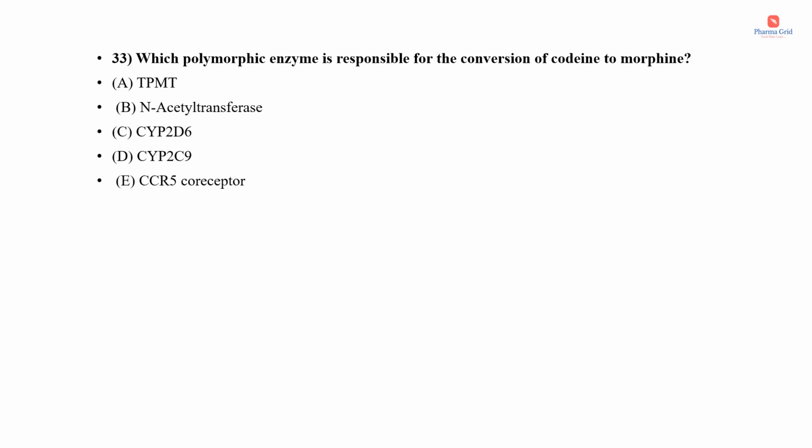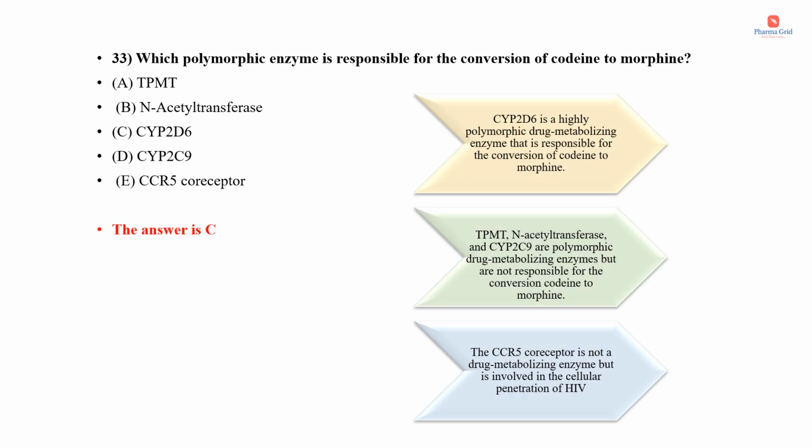Question number 33. Which polymorphic enzyme is responsible for the conversion of codeine to morphine? The options are TPMT, N-acetyl transferase, CYP2D6, CYP2C9, CCR5 co-receptor. So here the correct answer is option C, that is CYP2D6. The CYP2D6 is a highly polymorphic drug metabolizing enzyme that is responsible for the conversion of codeine to morphine. Both codeine and morphine are opioid drugs.